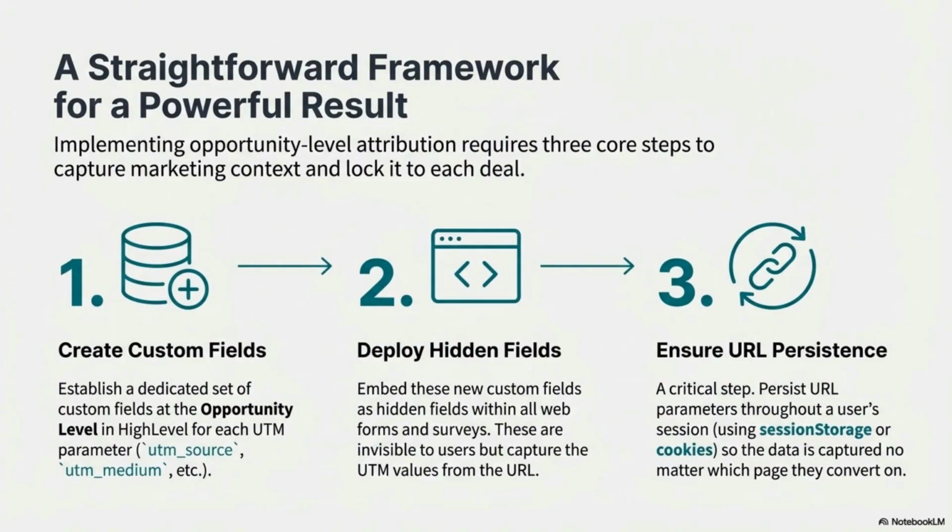To implement opportunity-level attribution in HighLevel, there are just 3 steps. Create custom fields at the opportunity level for each UTM parameter. Deploy hidden fields in every form so those UTM values get captured quietly in the background. Ensure URL persistence so the UTMs follow a user from page to page using session storage or cookies. Once these 3 steps are in place, every deal gets a clean, permanent fingerprint.